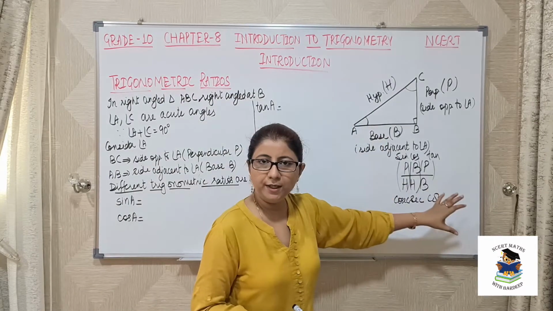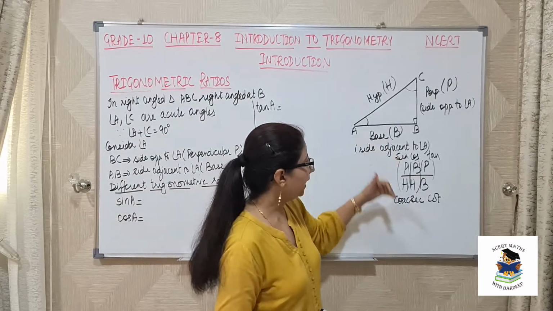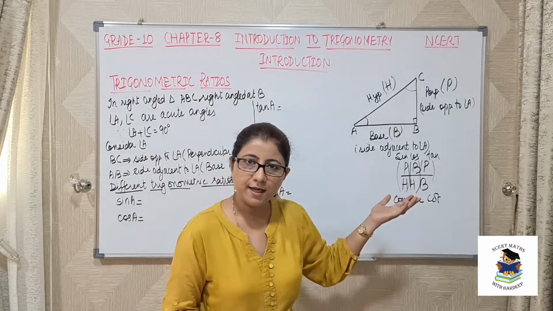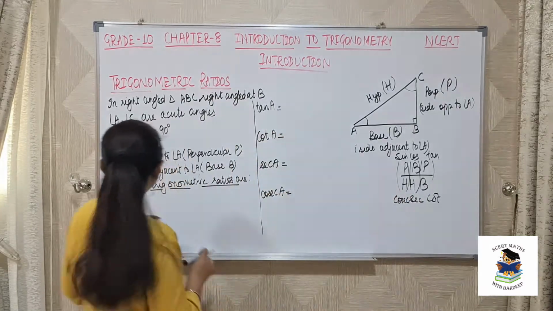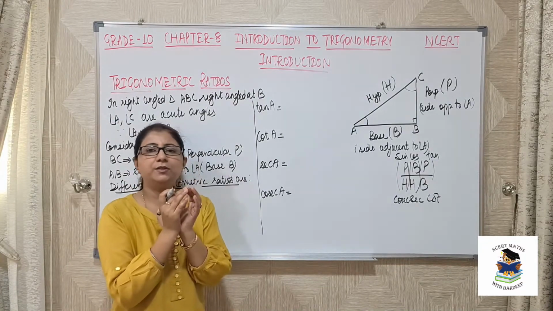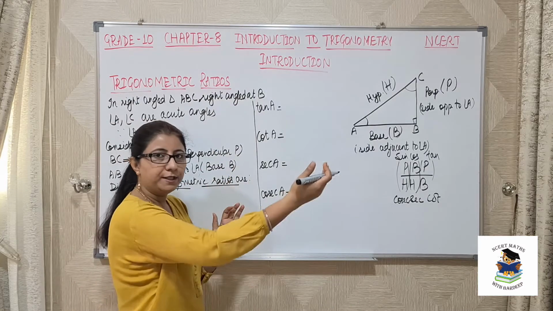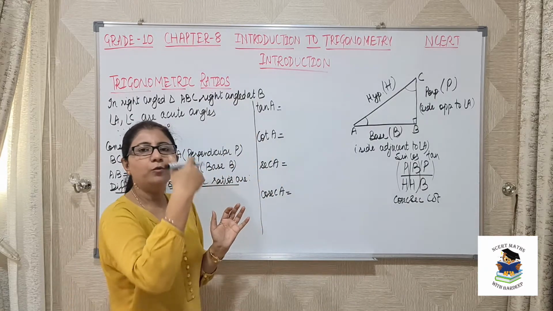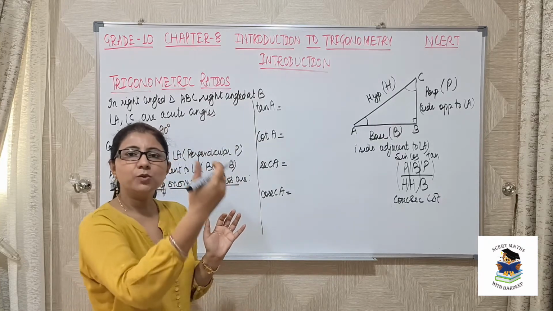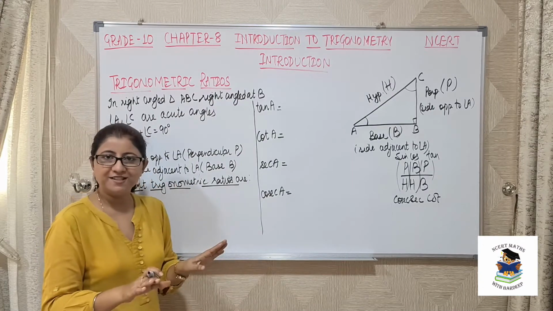So this is one way. There is a second way also, where instead of P and B, we use opposite side and adjacent side. Let's see sine of A. First of all, we see which angle is under consideration, and then we identify for this angle what is P, what is B, or what is the opposite side and what is the adjacent side. P is always the opposite side, B is always the adjacent side.